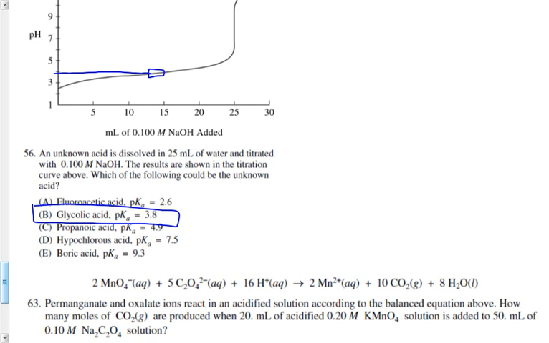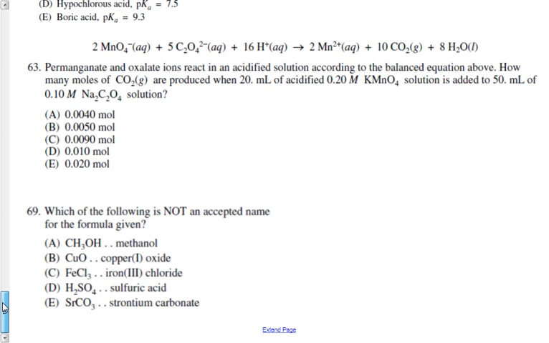Two left. This is a hard one. Permanganate, and so on. Okay, so this is what you had to do. I need to know moles of this, and I'm given information about these two. So this is a mole ratio problem. This is one of those you just got to suck up and go, okay, I got to figure this out. So I have 0.2 molarity. This is how it goes.